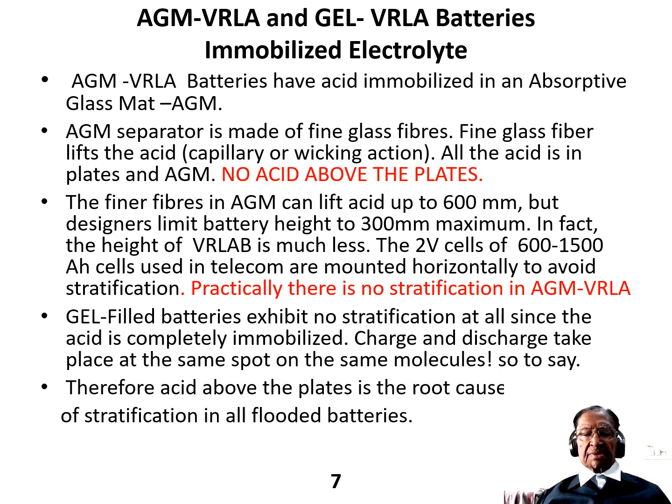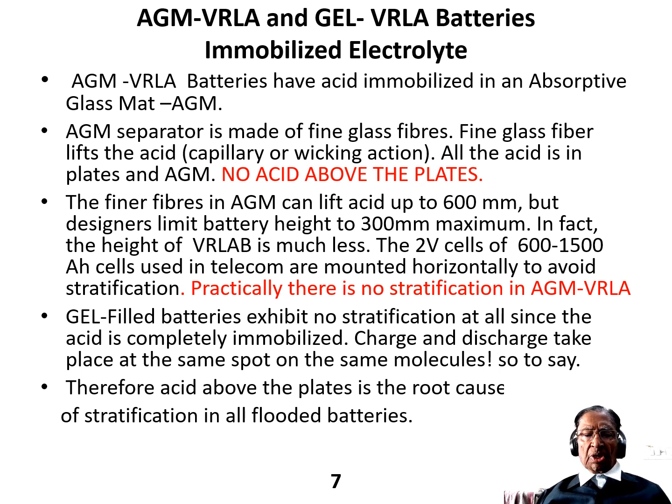All the acid is in the plates and AGM. There is no acid above the plates. Please note that. In AGM batteries, there is no acid above the plates. So this is one reason why we do not get stratification of electrolyte in a VRLA cell. Also, you see, it has that wicking action. So both together ensure that there is no significant stratification in a VRLA battery, which uses AGM.